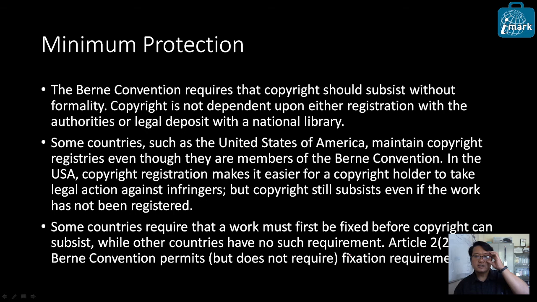The Berne Convention requires that copyright should subsist without formality, that is, without registration with the authority or legal deposit with the National Library. But some countries, such as the United States, maintain that registration should be a must. In India, we can register or we may not register, but still copyright is protected. But in terms of legal problems, suppose somebody infringes a copyright, then it is much easier for the copyright holder to deal with it when the work is properly registered.